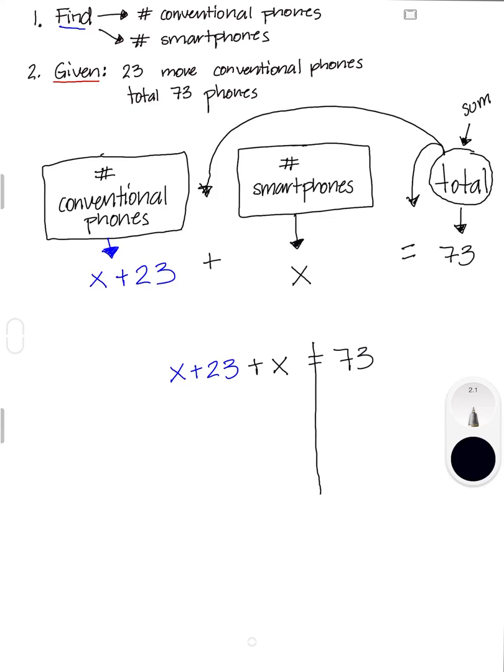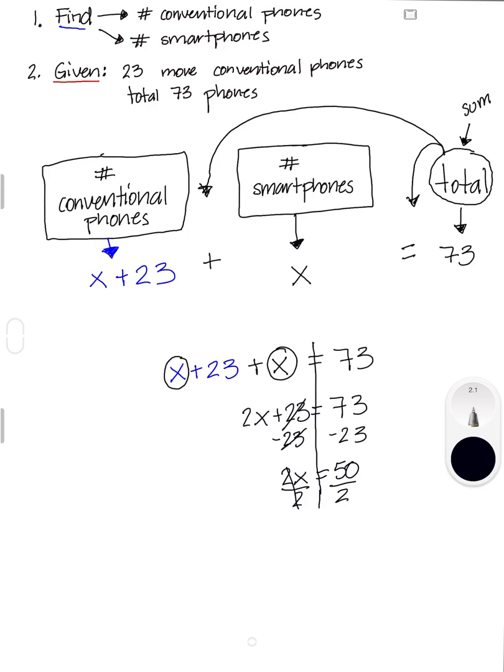Now I'm going to go ahead and solve. On my left side I can combine my two x values. So this is going to be 2x plus 23 equals 73. I want to isolate the x to find the number of smartphones, so I'm going to subtract 23 on both sides. So 2x equals 50. Then 2 is multiplying x, so I'm going to divide by 2. This gives us 1x equals 25. That means for smartphones, we have 25.